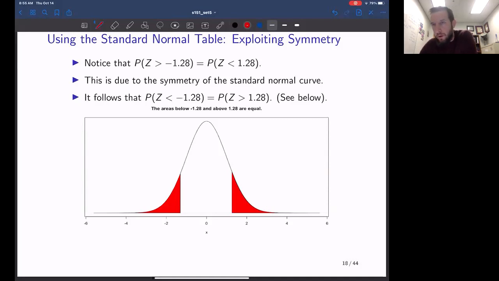Now, the point of bringing this up now is not to create confusion. It's simply to highlight that as you get more comfortable working with normal curves, you can start to exploit the symmetry to get to certain answers a little bit faster.